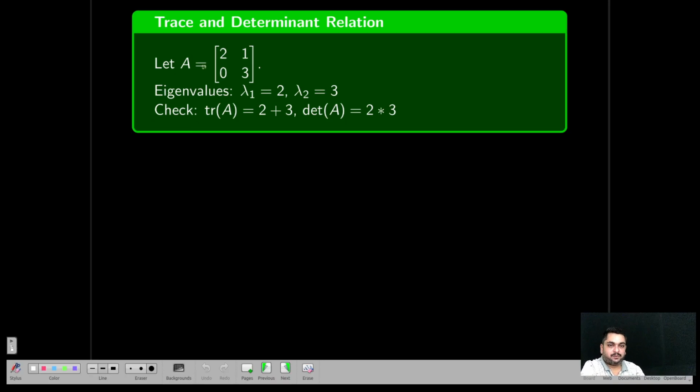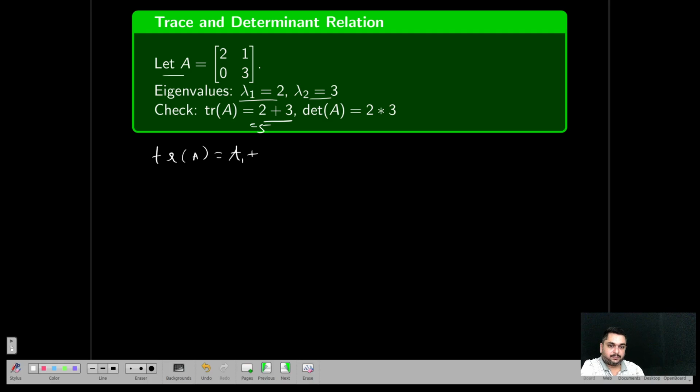Now let us see an example for these properties. So let A equal to this matrix. What are the eigenvalues of this matrix? The trace and determinant. What is the trace of this matrix? Trace is 2 plus 3, okay, 5. What are the eigenvalues? If I calculate the eigenvalues, I'll get 2 and 3. So trace is lambda 1 plus lambda 2. So that is the property, right? The trace of any matrix is the sum of its eigenvalues.